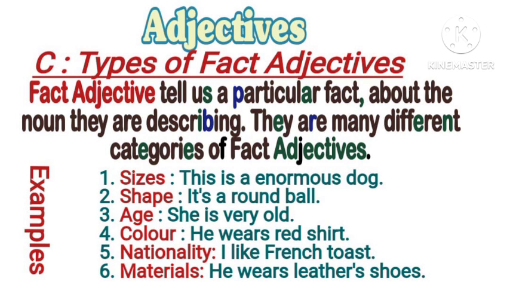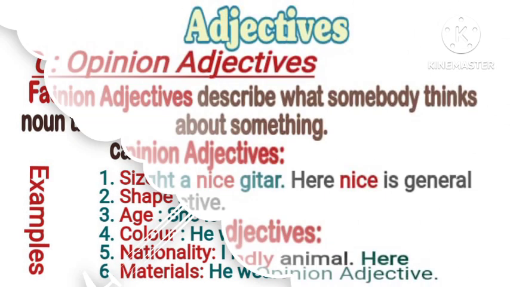Next. 3. Age. She is very old. 4. Color. He wears a red shirt. 5. Nationality. I like French toast. 6. Material. He wears leather shoes.